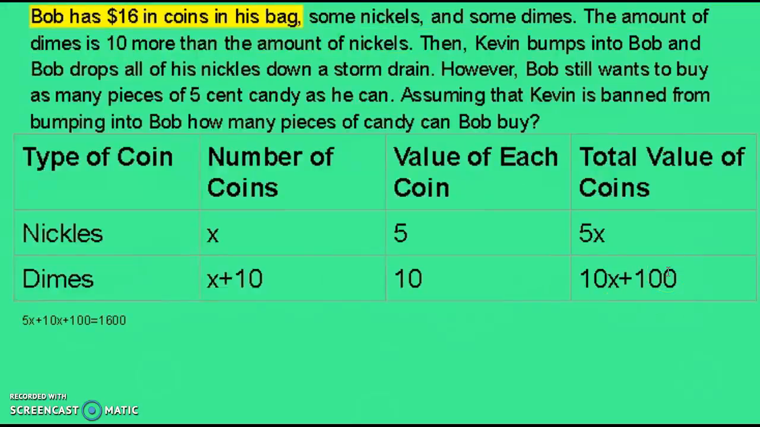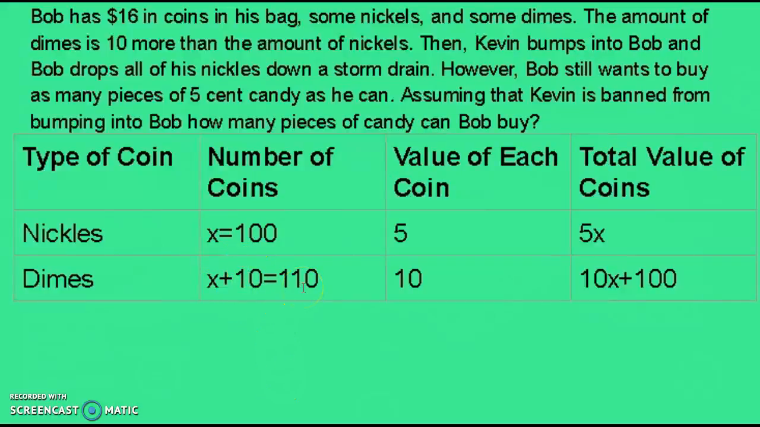So 5x plus 10x plus 100 equals 1,600. 15x plus 100 equals 1,600. We're going to add the opposite of 100 to both sides and get 15x equals 1,500, and we'll divide both sides by 15, and we'll get x equals 100. Solution set is 100. So now we know that the number of nickels in Bob's bag is 100, and the number of dimes in his bag is 110, because the amount of dimes is the amount of nickels plus 10.